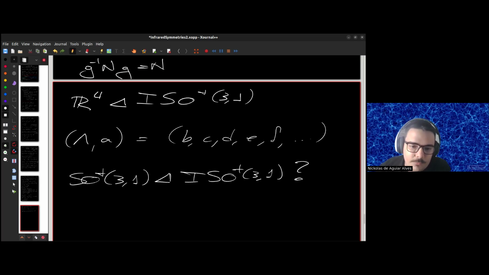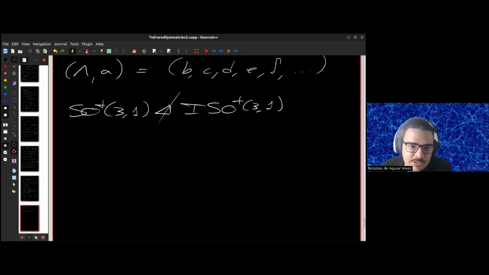And the answer is no. It is not a normal subgroup. To do this, we can simply do the same calculation as before. We take the inverse, we take here a general Lorentz transformation, and we take the original Poincare transformation.